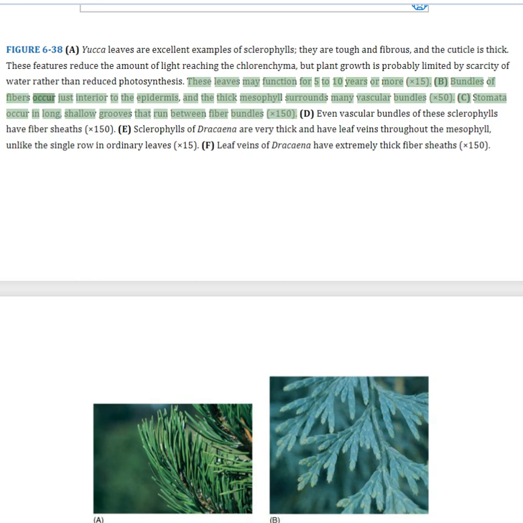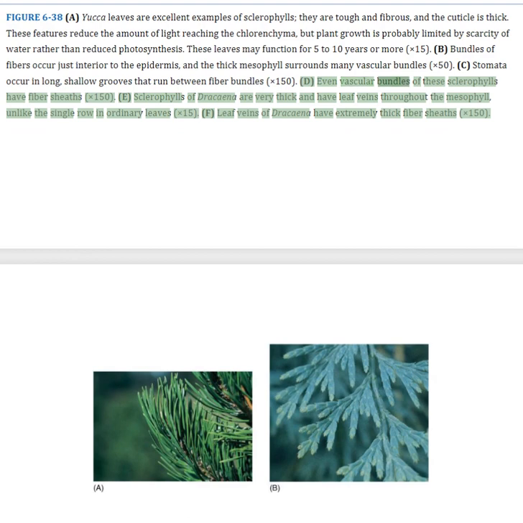Bundles of fibers occur just interior to the epidermis, and the thick mesophyll surrounds many vascular bundles. Stomata occur in long, shallow grooves that run between fiber bundles. Even vascular bundles of these sclerophylls have fiber sheaths. Sclerophylls of Dracaena are very thick and have leaf veins throughout the mesophyll, unlike the single row in ordinary leaves. Leaf veins of Dracaena have extremely thick fiber sheaths.